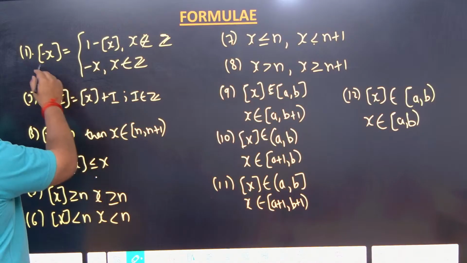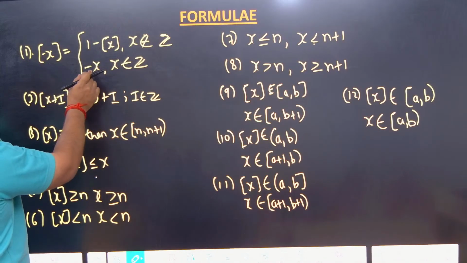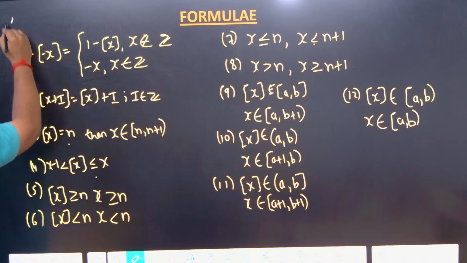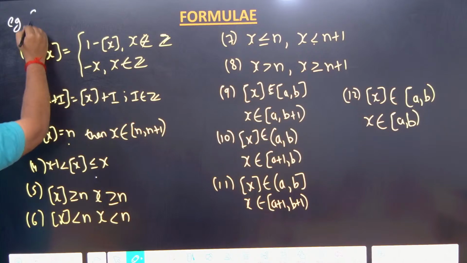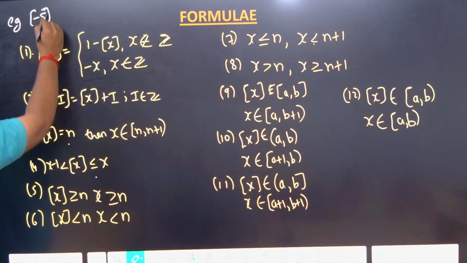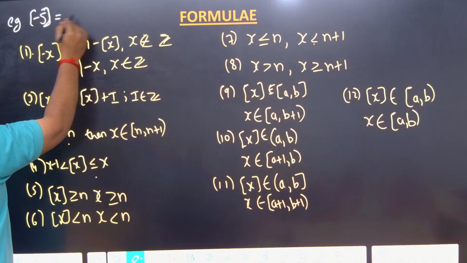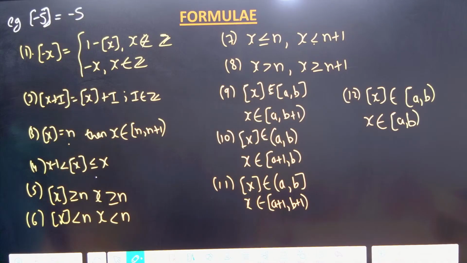Next, step of minus x, you will write it as minus step of x if x belongs to integers. Let us take an example for this. If I write step of minus 5, 5 is an integer, so I can directly write it as minus 5 only.